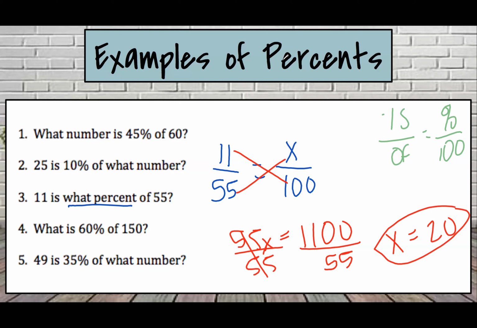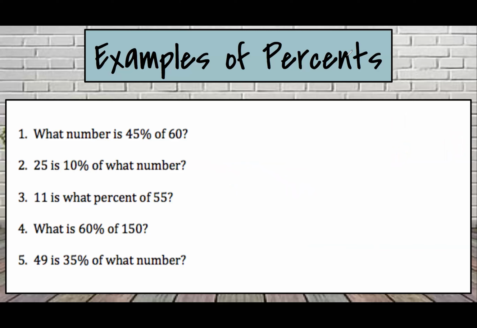And does that make sense? 11 is 20% of 55. Yes, it does make sense. All right, let's look at number 4. What is 60% of 150? So remember, is over of equals percent over 100. Are we given the percent this time? Yes, we are. We're given the 60%, so we can go ahead and write that in.